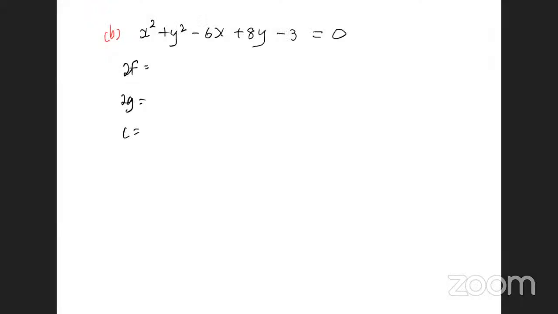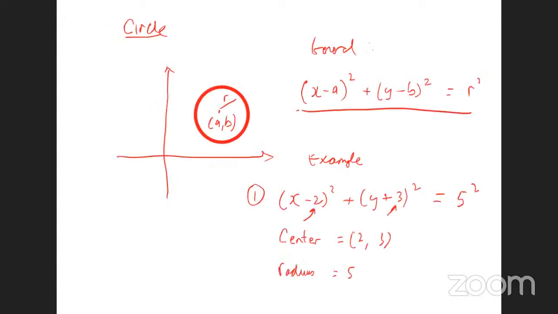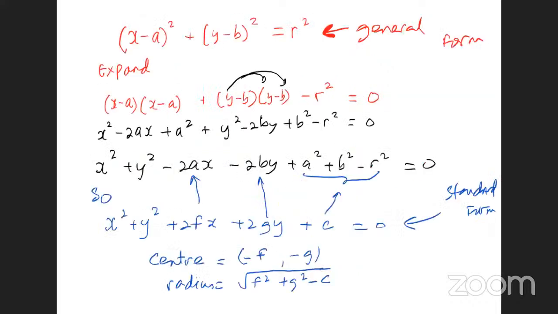Right? So I recorded a little bit late. I just wanted to run through these slides quickly. Here's the general form of the equation of the circle. When you expand, you will get the form in blue. That's the standard form. Once you find F, G, and C, you'll be able to find the center and the radius.